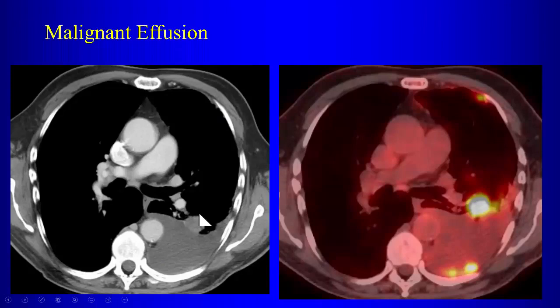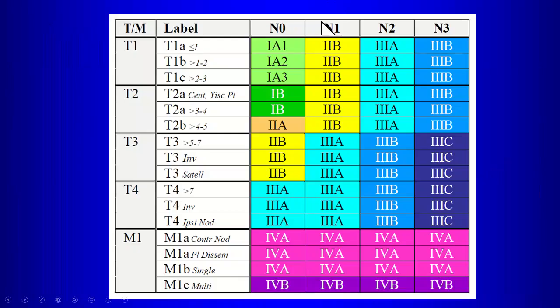So here we have a PET scan. You can see the activity in the tumor, and you can see the activity there within the pleural metastases. So this would be considered M1A. So malignant effusion is metastatic disease.